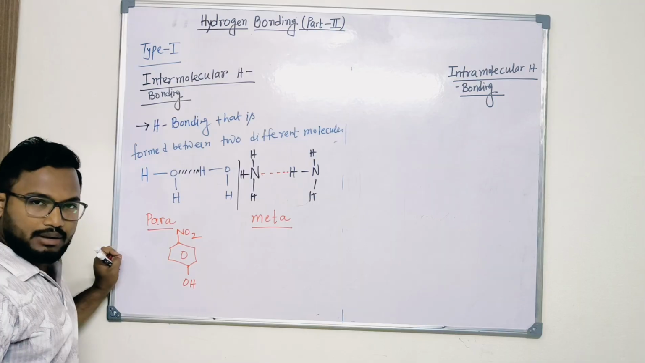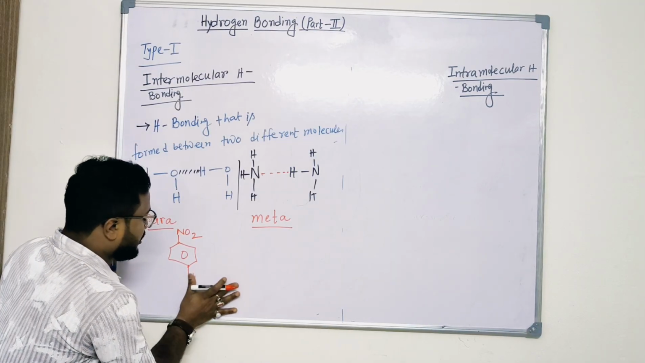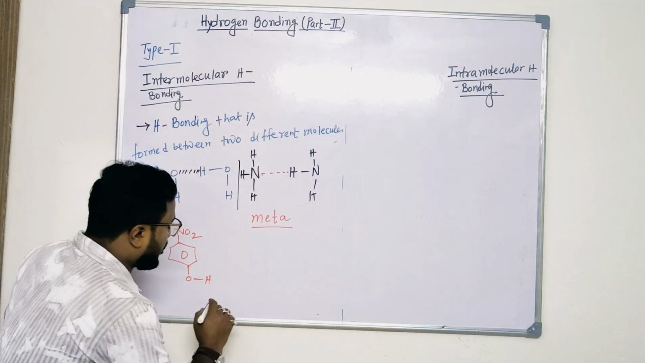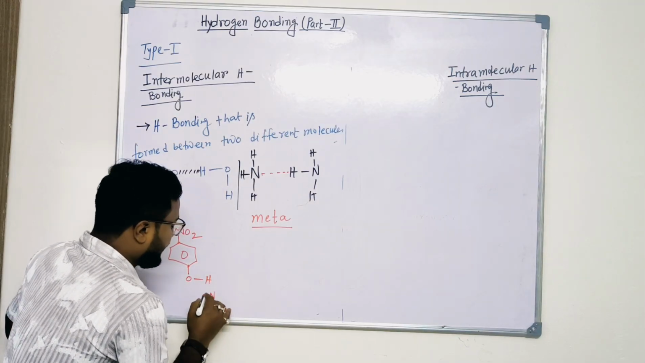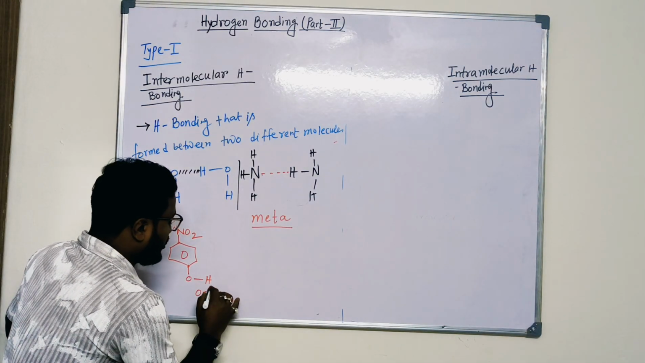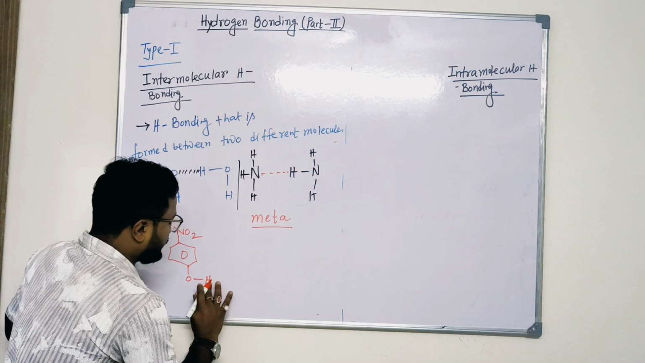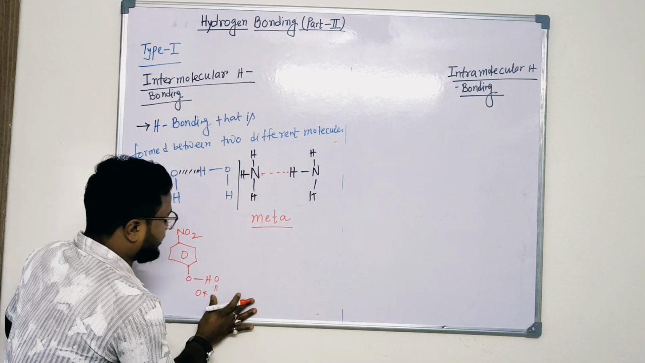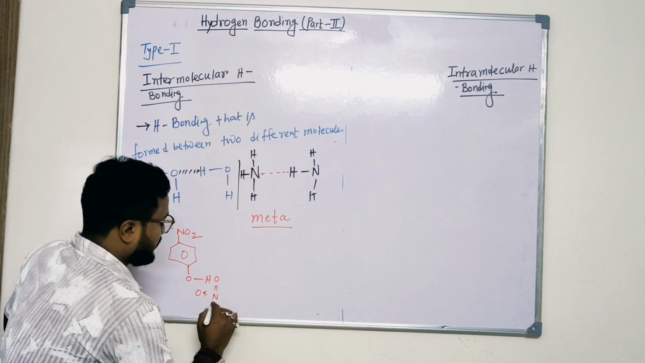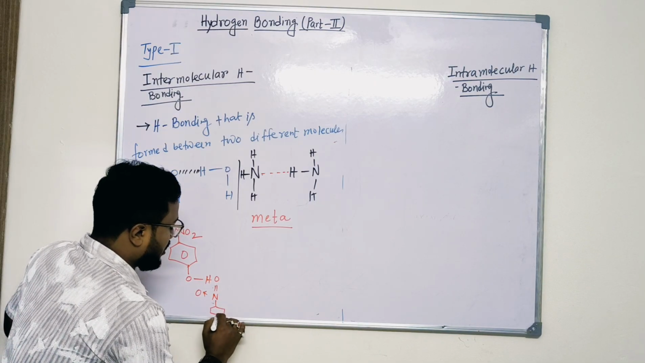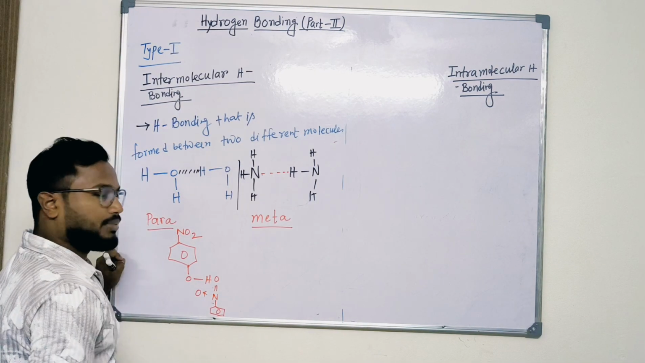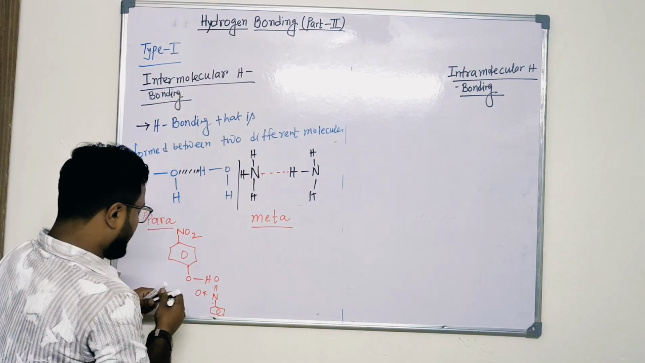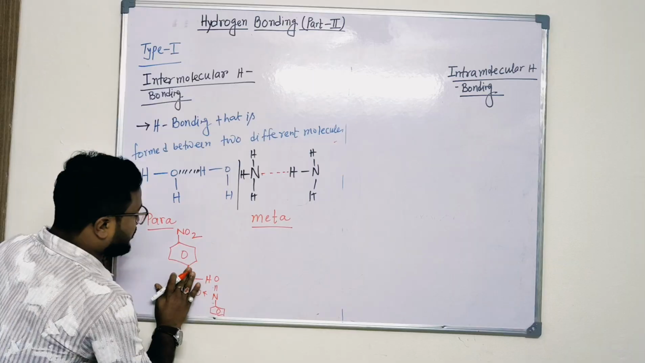How can hydrogen bonding be observed? Let's see. We can draw OH like O single bond H, and NO2 can be drawn like N coordinate bonded O and double bond O. Here one more OH can be connected. In this way it continues. So the hydrogen bonding is observed between these two molecules.